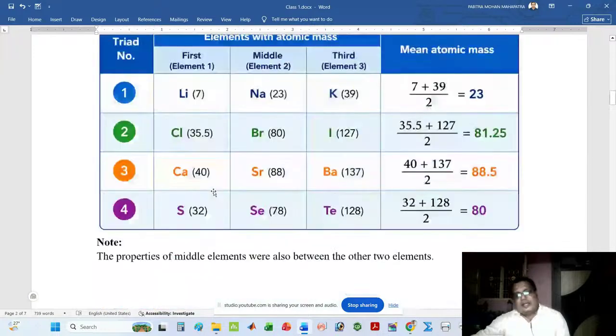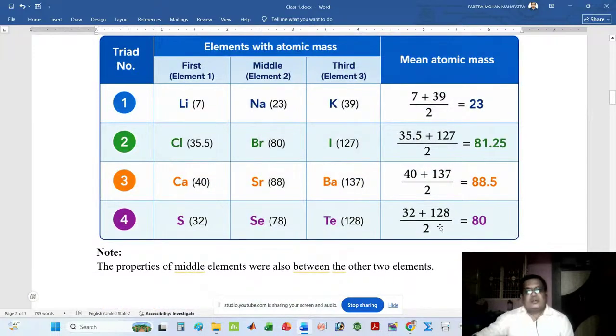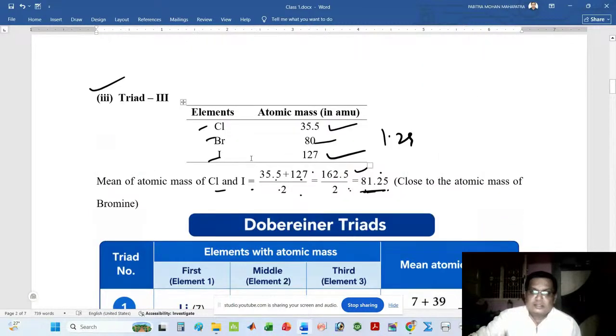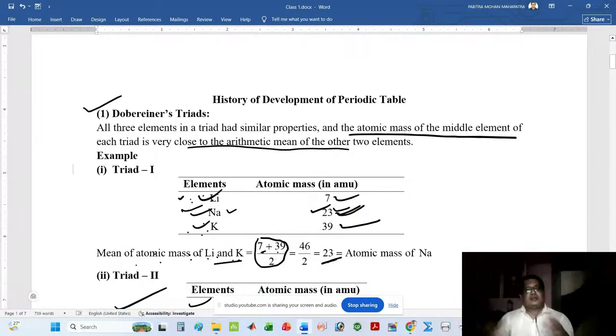Here also a fourth triad is given: sulfur, selenium, tellurium. There is a difference of two. Selenium having 78, mean is 80. That means Dobereiner triads make a relationship between first element, middle element, third element. As per the Dobereiner triads, he said that the arithmetic mean of the first element and the third element is equal to the middle element, that is the atomic mass of the middle element. One benefit. Let's move to the next.